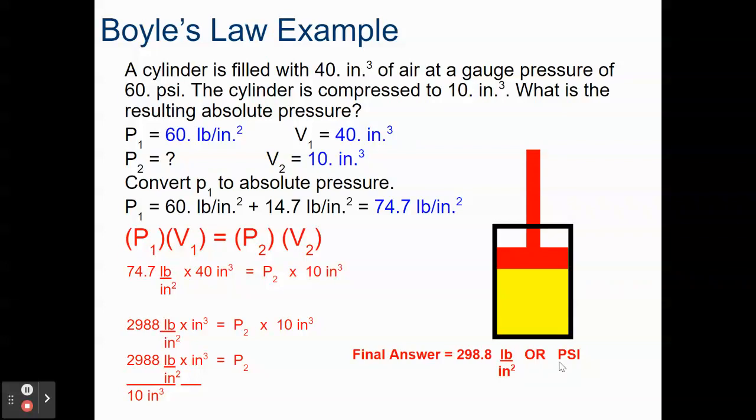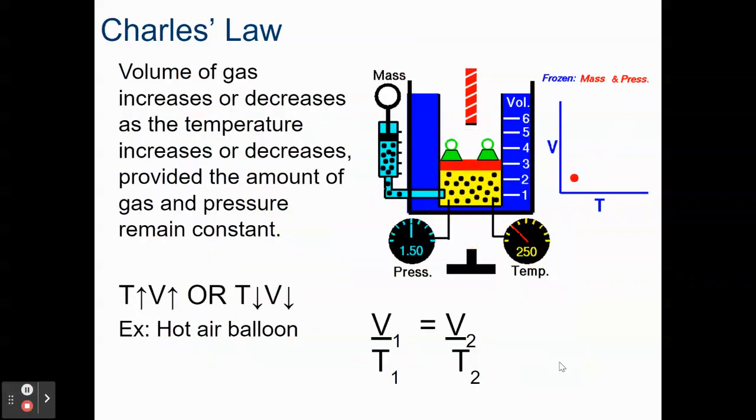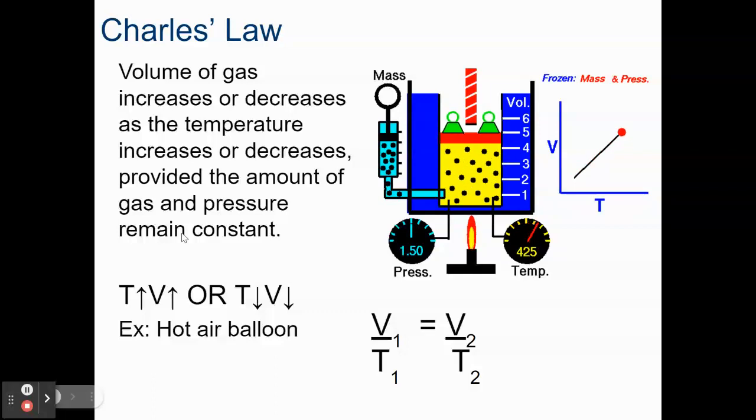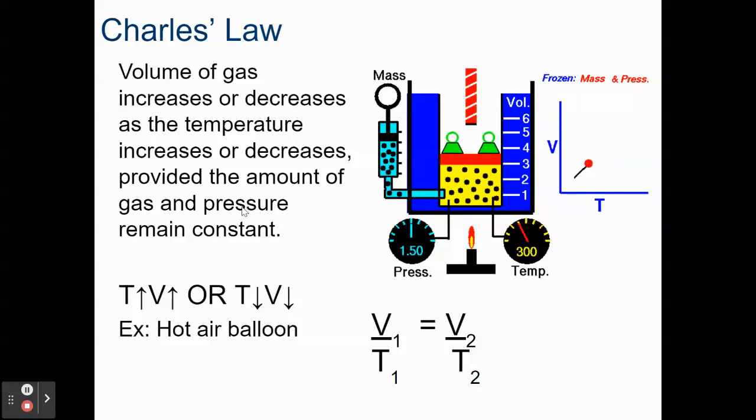All right, Charles' law. Volume of gas increases or decreases as the temperature increases or decreases, provided the amount of gas and pressure remain constant. Okay, best example is a hot air balloon. We're going to increase the temperature of the air inside that balloon, and the balloon is going to increase its volume. That's how a hot air balloon works, right? So all of that remains the same as long as we don't change the amount of pressure or the amount of gas inside of it.